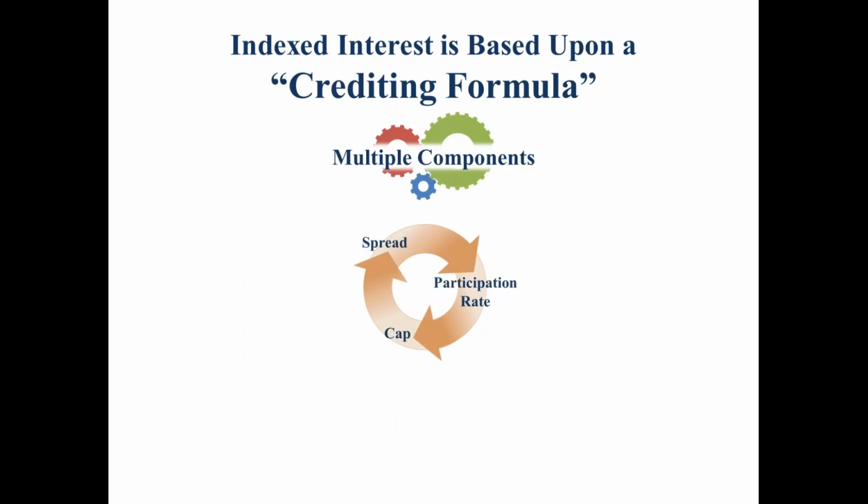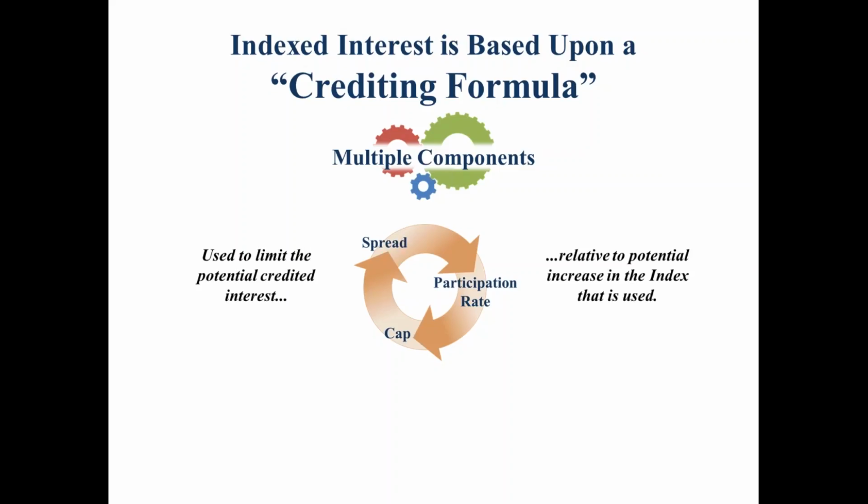Now let's get to the major thing on these components. There are 3 components that really drive a lot of these index strategies, because the crediting period is how often we're going to do it, right? They are the participation rate, a cap, and a spread. Now the first thing we've got to understand when we look at participation rates, caps, and spreads is this. These are used by the insurance company to limit the potential interest that they're going to have to credit relative to the increase in the index.